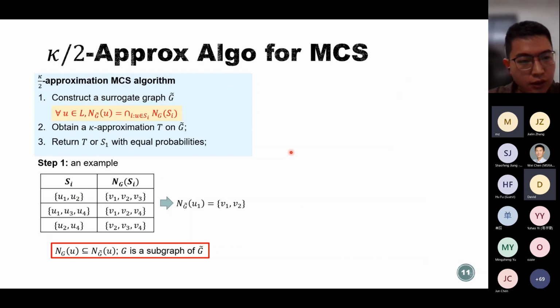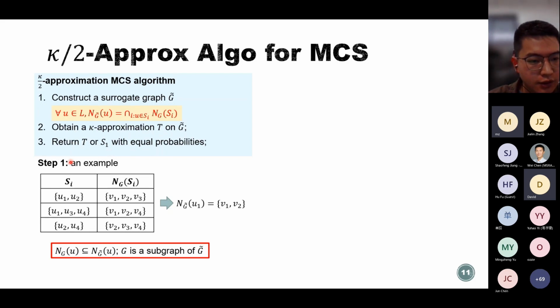Now I introduce the kappa over 2 approximation algorithm for the MCS problem. Our algorithm has 3 steps. The first step is to construct a surrogate graph tilde G. This graph serves as an approximation of the original graph G. The second step is to obtain a kappa approximation set T over tilde G using a model-driven optimization algorithm. In the final step, we do not return T directly. Instead, we return T with probability 1/2, and with the remaining probability, we return the first sample S1. I will explain why later.